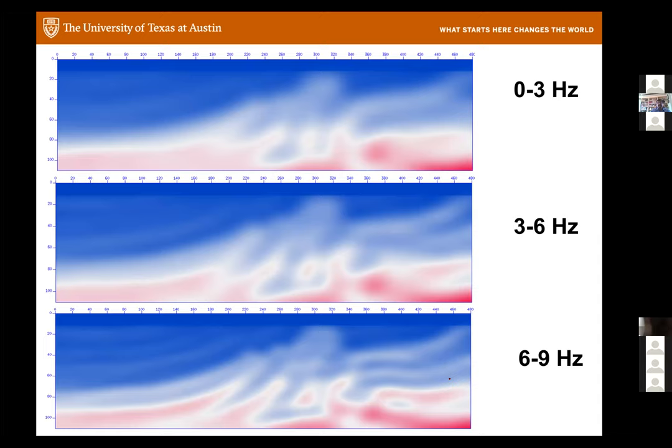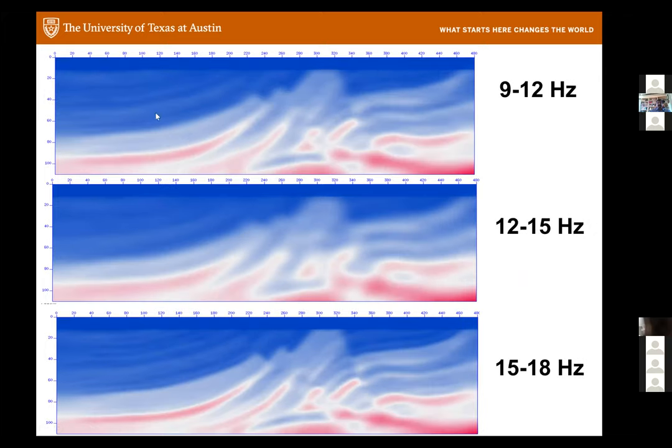So here is what they look like when you stage over frequency. This is 0 to 3 hertz, this is 3 to 6 hertz. This model at low frequency becomes a starting model for the next batch of higher frequency, and so on and so forth. If you do it in sequence, then after a few iterations of batches of frequencies, you are able to get a model which is fairly close.